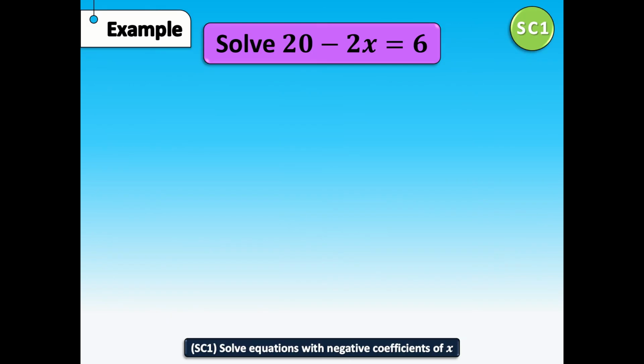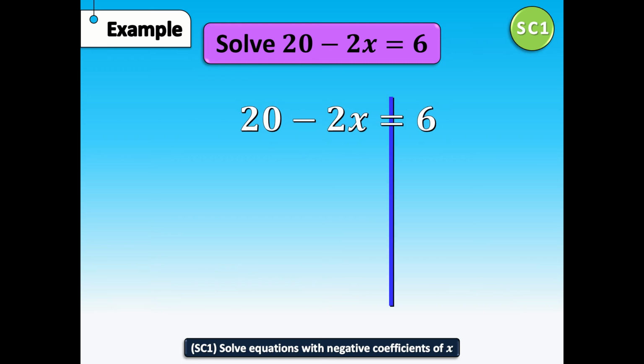So we want to solve this equation, 20 minus 2x equals 6. We're going to solve it using the balancing method, which means we draw a line through the equal sign, and whatever we do to one side of the equal sign, we've got to do the same to the other side. The first thing we're going to do is get rid of that positive 20.